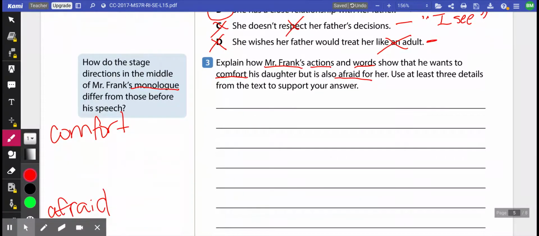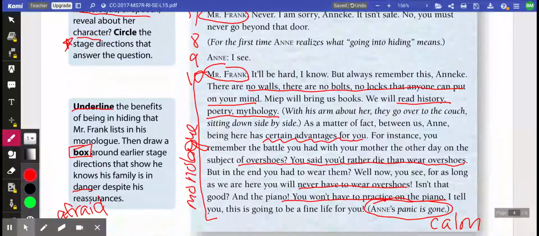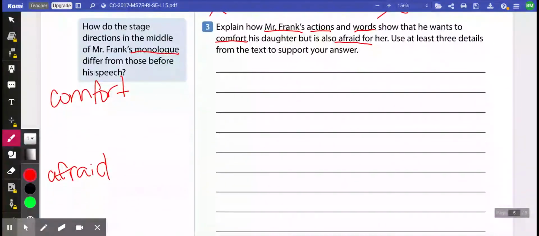Explain how Mr. Frank's actions and words show us that he wants to comfort his daughter. Well, what did we write up here about him comforting his daughter? All this big list right here, he is doing to comfort his daughter in paragraph 10. They reminded her about her imagination, that she's going to get to read all these books that she likes. She's never going to have to wear clothes she doesn't like anymore, and that she's not going to have to practice the piano. Those are all things that he is doing to comfort her. So I'm going to put paragraph 10 in its list, so that way I know to go back.